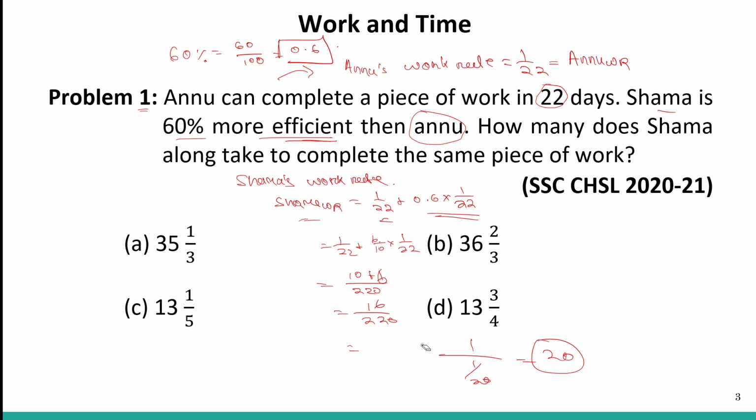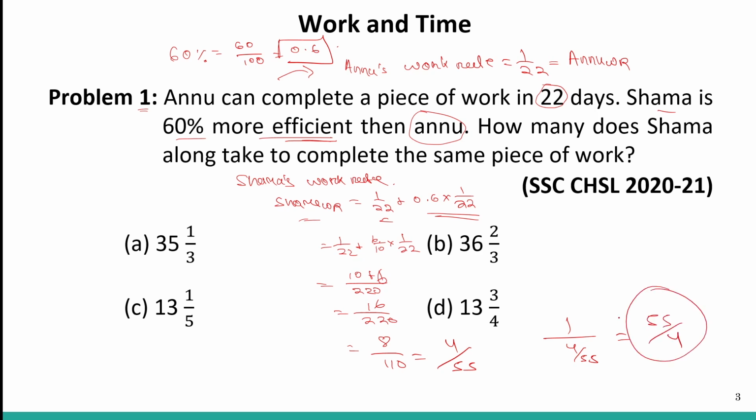So let's compute it again. 16 by 220 will be 8 by 110, which is equal to 4 by 55. So she will take the reciprocal of this number. So 1 by 4 by 55 is equal to 55 by 4. So 55 by 4 is the correct answer. This much amount of time she will take.